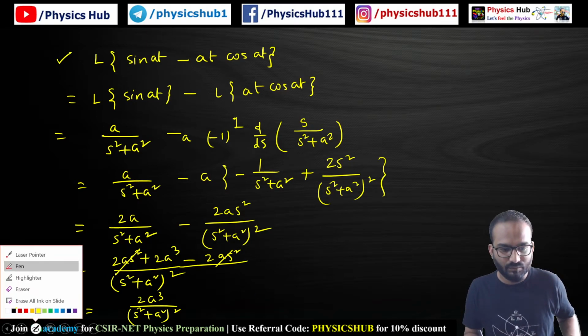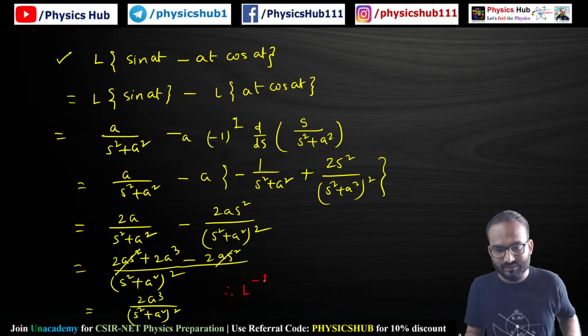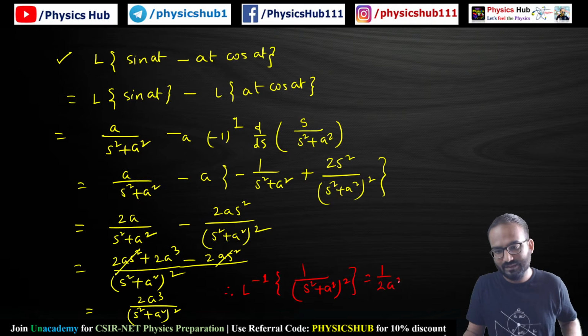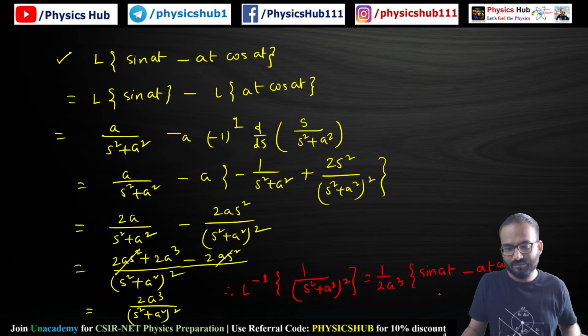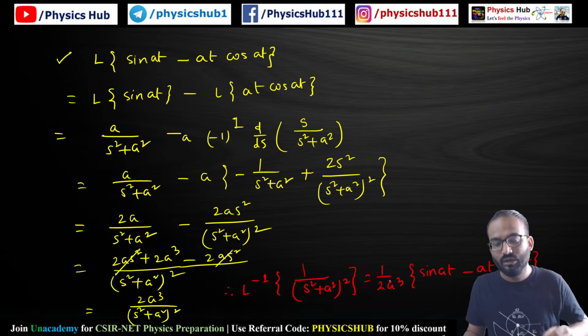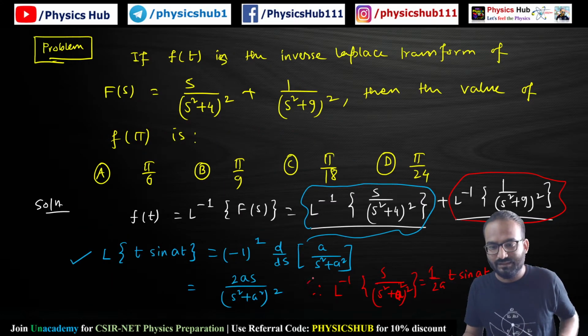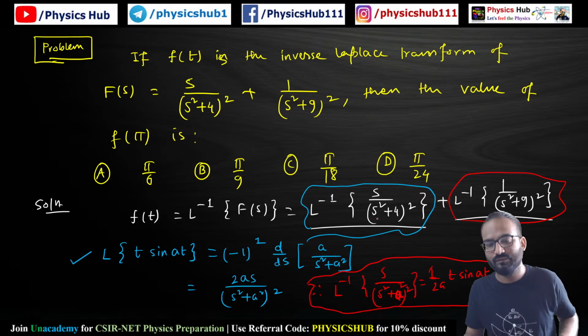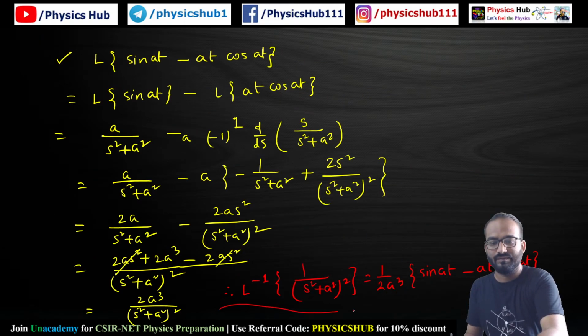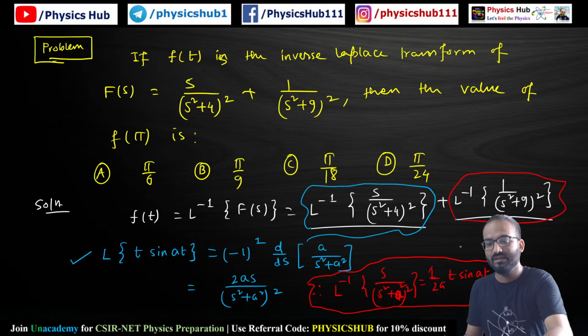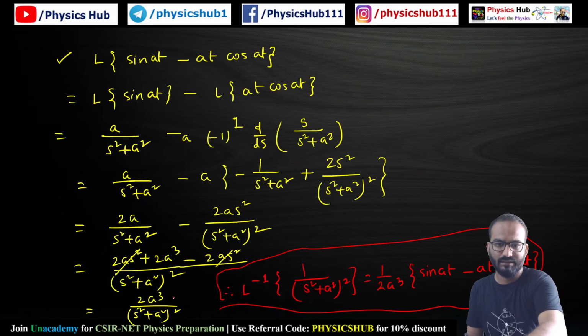So from here, what you can write is Laplace inverse of, let's say, 1 by s square plus a square whole square. You can write it as 1 by twice a cube into, we have started with this, sin at minus at cos at. I may be covering the right hand portion, but I'm just telling you 1 by twice a cube sin at minus at cos at. So we have found this. With the help of this Laplace transform, we will be able to find the first term. With the help of this Laplace transform, we will be able to find the second term. So let us see what result we get.